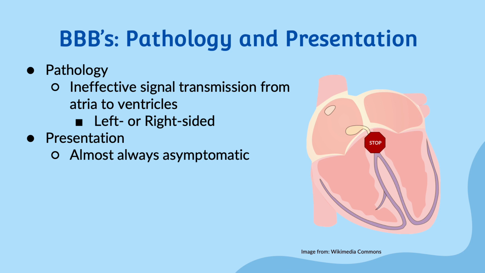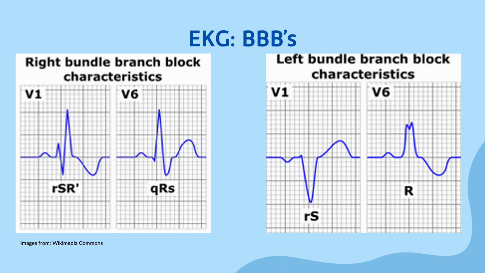Now, the history, physical, and evaluation of a bundle branch block. Both left and right bundle branch blocks are typically asymptomatic and are usually only incidental findings. Let's discuss the appearance of bundle branch blocks on an EKG. In an EKG with a left bundle branch block, the QRS complex is usually wider than 0.12 seconds, and the terminal QRS deflection is usually in the direction opposite that of a normal EKG. It is easiest to simply check lead V1.